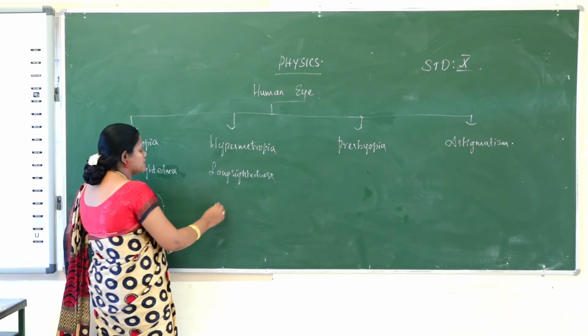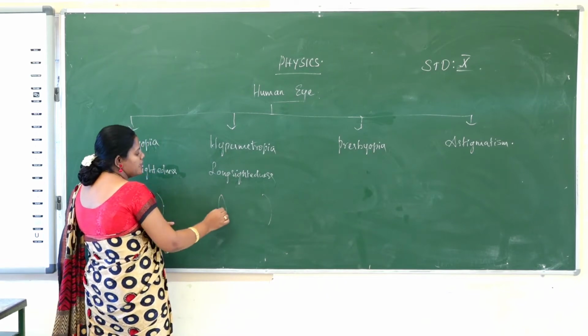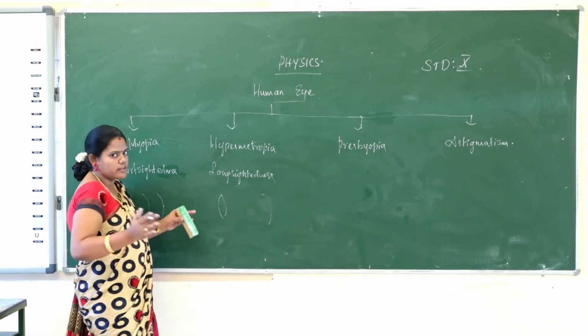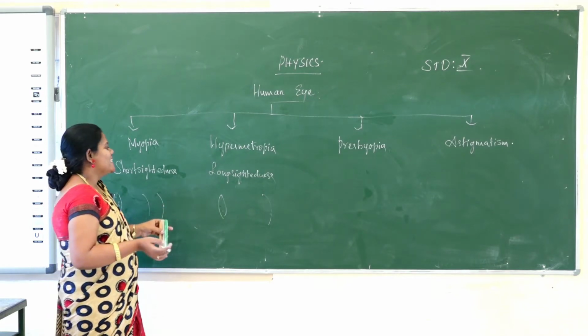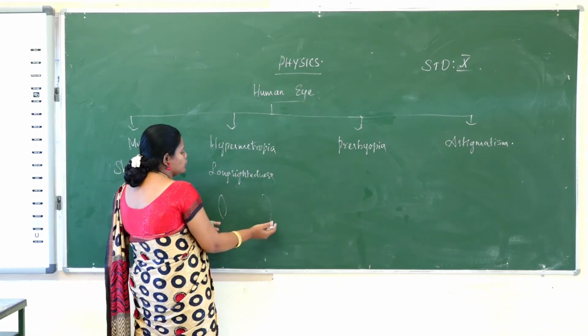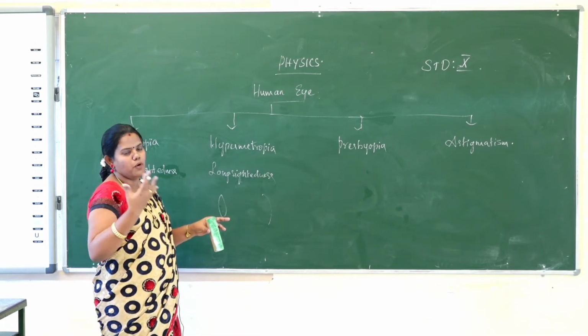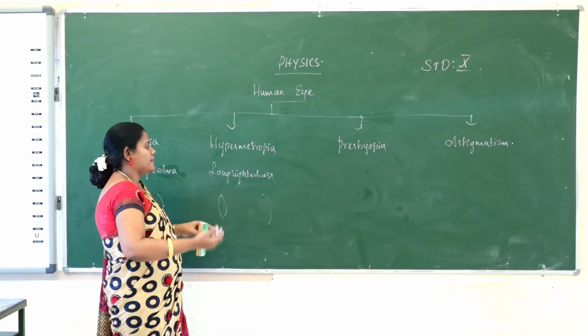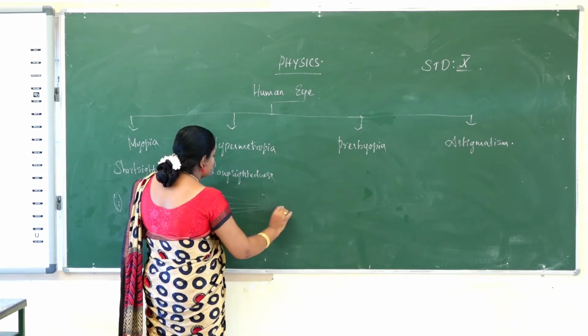Hypermetropia means the distance between the lens and the screen is shorter, so the length between the lens and the principal focus will be decreased. What is the meaning of decrease? It means the distance between the two will be decreased, so the converging rays meet at a point after the retina. All the rays will converge beyond the retina.